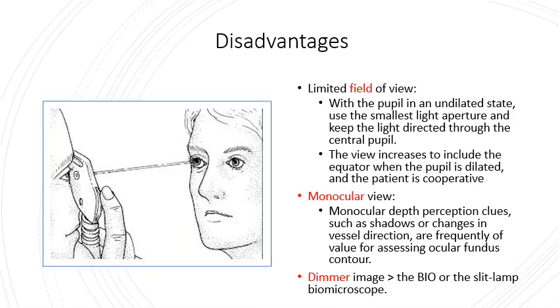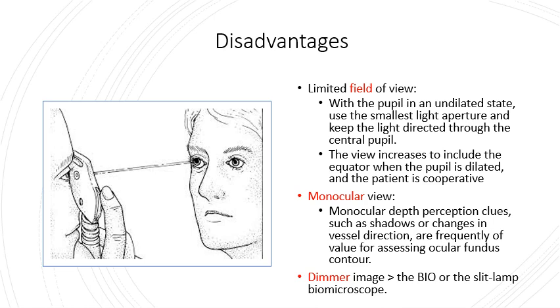One of the main disadvantages of the direct ophthalmoscope is the limited field of view. So this device can only visualize the posterior pole of the eye. Dilating the pupil will give us a bit of better field to see, but again, it's not comparable to the indirect ophthalmoscope, which provides much better visualization of the peripheral retina.